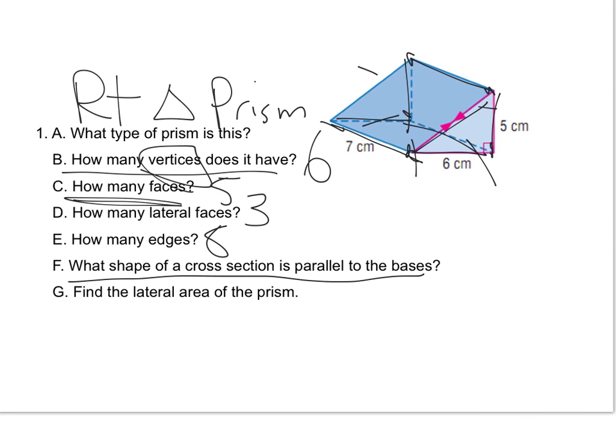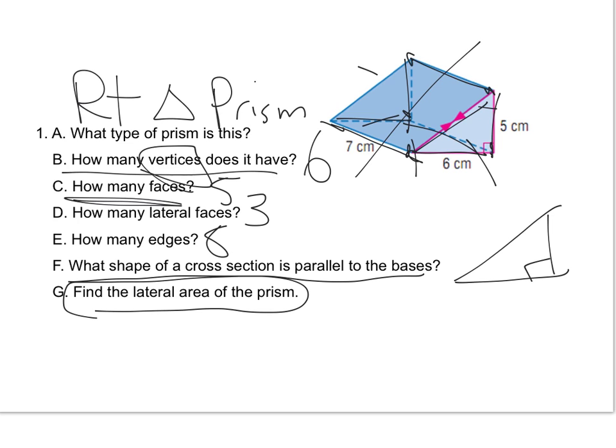Draw a shape of the cross-section parallel to the bases. So cross-section would basically be if I sliced right through this, what shape would I make? And that is a right triangle. A lot of times, this would be similar to the base.